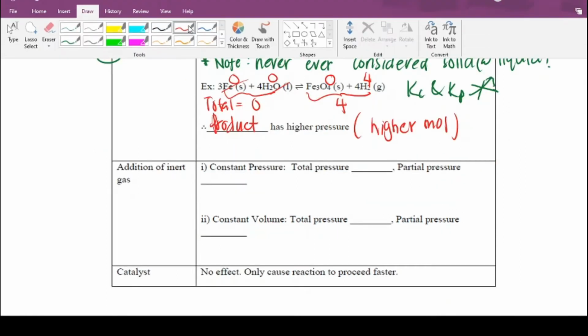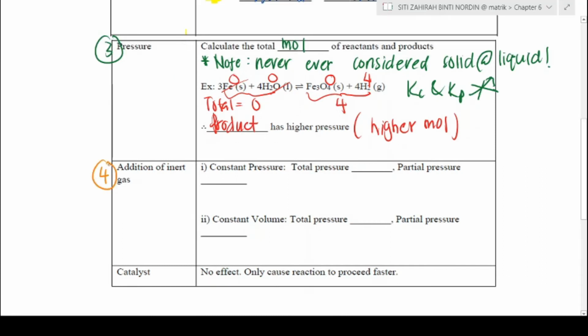The fourth factor is the addition of inert gas. You just have to remember the explanation. For constant pressure, the total pressure is constant and the partial pressure will decrease. But for constant volume, the total pressure is increased, and the partial pressure will remain constant. And the last would be the catalyst. For catalyst, there would be no effect. You just have to state that catalyst only causes the reaction to proceed faster.